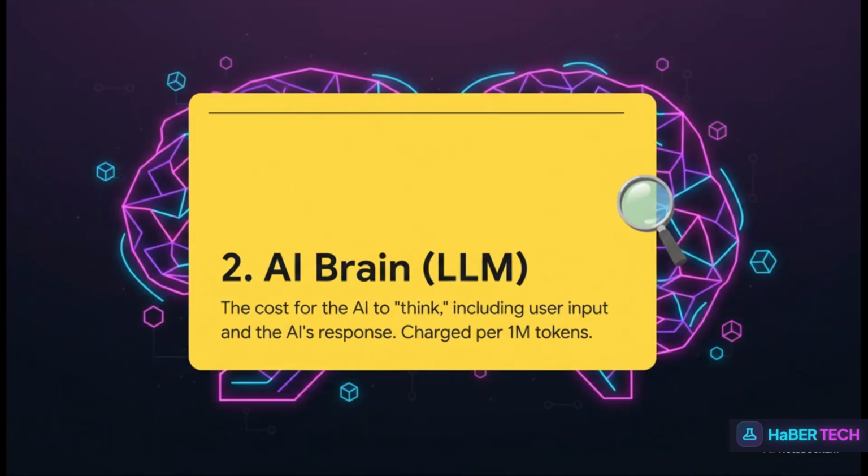Next up, bucket 2, the AI brain. This is where those mysterious tokens live. Honestly, the easiest way to think about a token is just as a piece of a word. You're basically paying for the AI's thinking time. It costs you for the user's words it has to read and for the words it generates in its response. This is usually billed per million tokens.